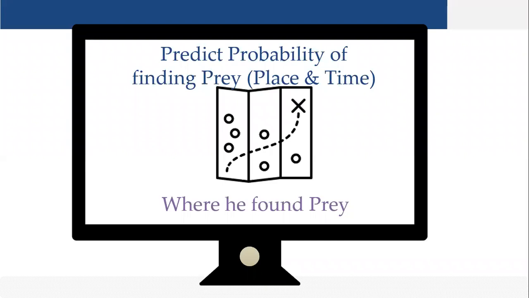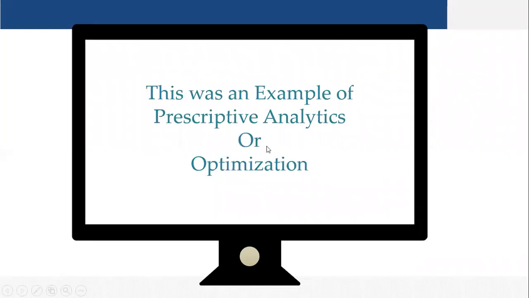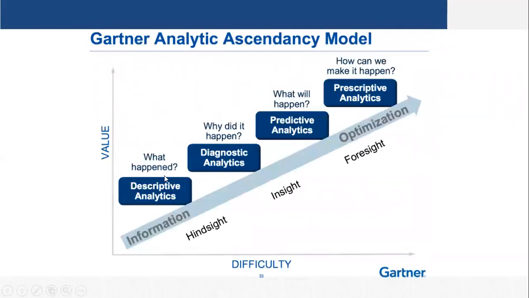Yes, sir. Okay. And finally, because the fox knew that the sheep or any other animal is going to come at a particular location at so and so time, he dug trenches using which he can capture the prey automatically. So now what you see is what is called optimization or prescriptive analytics. So these are 4 ways in which you look at analytics in terms of what has happened, why did it happen, what will happen, and how can you make it happen. This is based on Gartner's Ascendancy model.